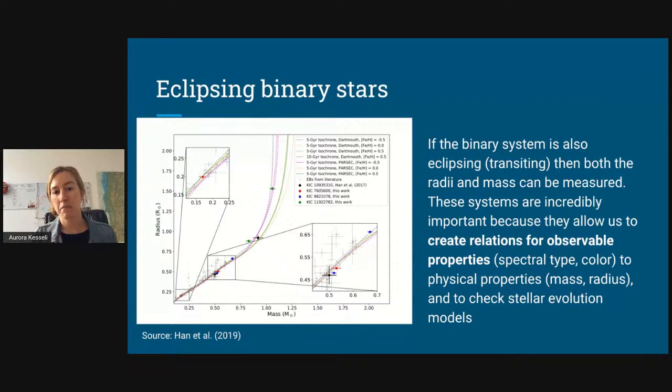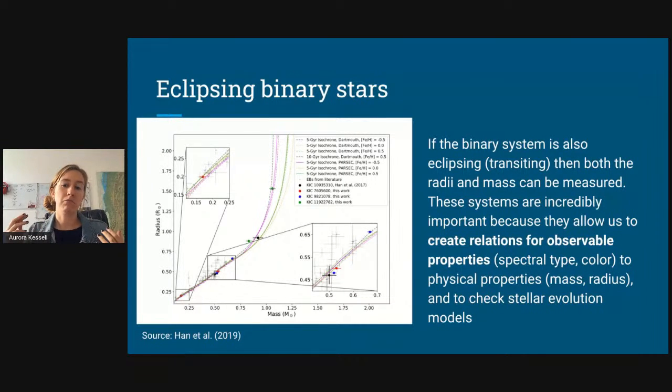And this is extremely important to do for stars because it's the best way that we can really calibrate relationships between properties that you can easily measure, like spectral type or color, to physical properties like mass and radius. It's really difficult to look at a star and know its mass or radius because the stars look like point sources on our detector. We can't actually resolve the radius of the star. And the masses are difficult to measure.